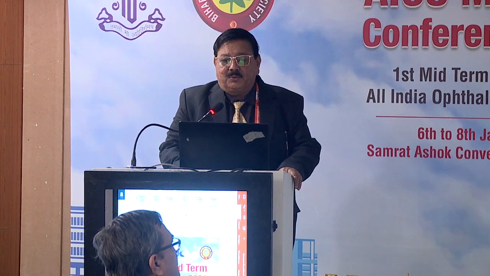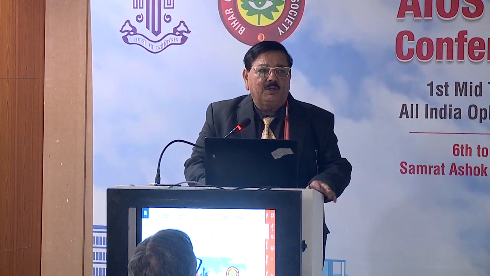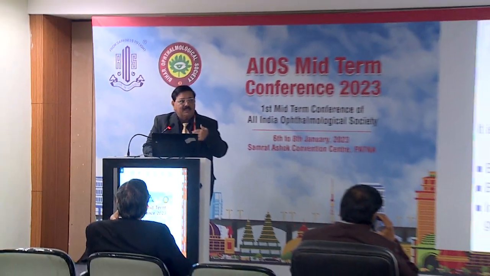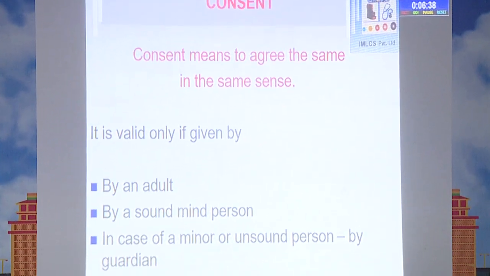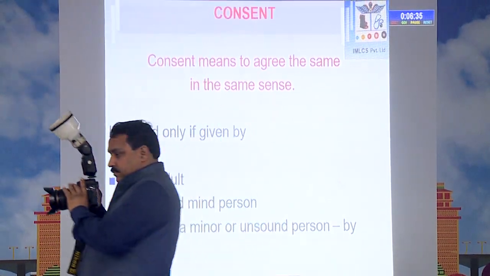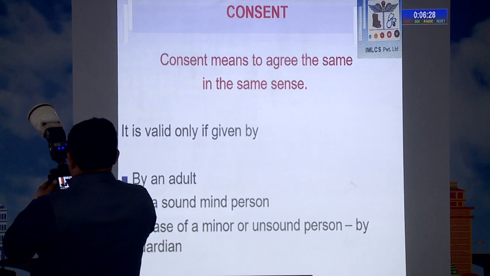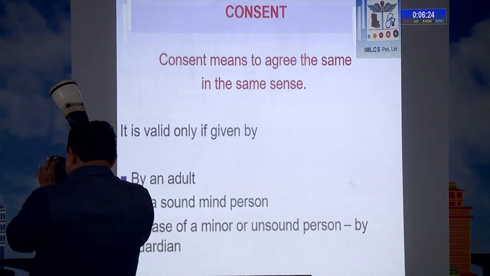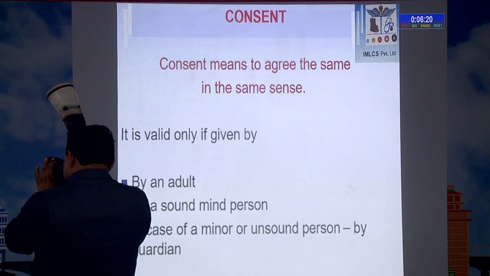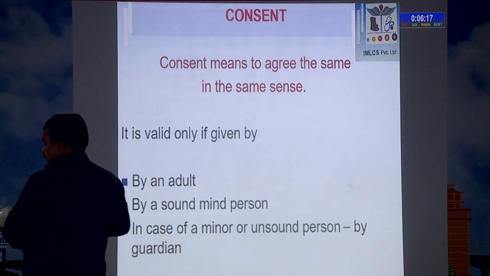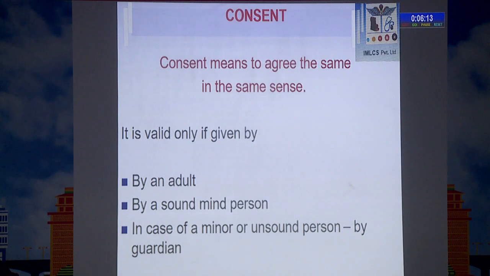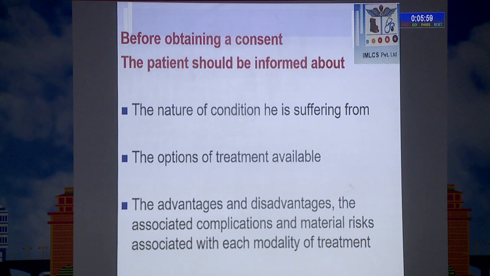Consent means to agree to the same thing in the same sense. So whatever you are telling, the patient is agreeing to in the same sense. It is not that the patient is understanding something else while you are telling something. So it should be valid only if given properly. Consent can be given by anybody, but it should be valid in court, and for that purpose an adult should give it as a person of sound mind, who has not been certified as mentally ill. In the case of a minor or unsound person, it is given by a guardian. The guardian may be the parents or somebody else.